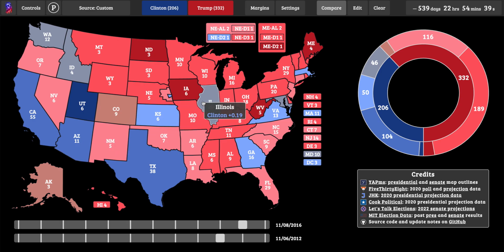It's not like Illinois shifting by 0.19. It's not like Kansas shifting by 1. No. Arizona shifted by 6. Georgia shifted by 3. Texas shifted by 7 towards the left from Obama to Hillary Clinton. Think about that for a moment. Think about what would have had to happen for that to occur.